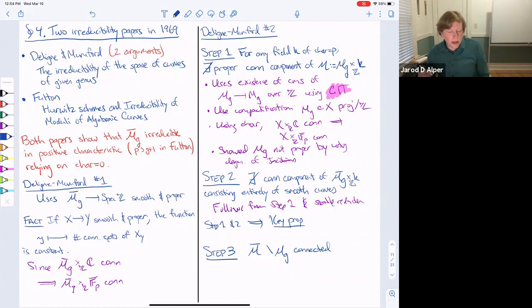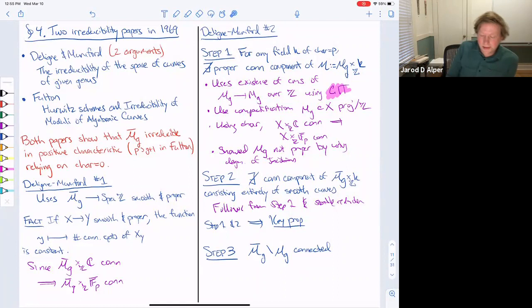And then they conclude in a very similar way, using the boundary. They argue that the boundary is connected, similar to before but in a little more ad hoc way, because in that paper they didn't introduce the n-pointed versions of these moduli spaces. They didn't have the gluing maps between them, but the argument is essentially the same.